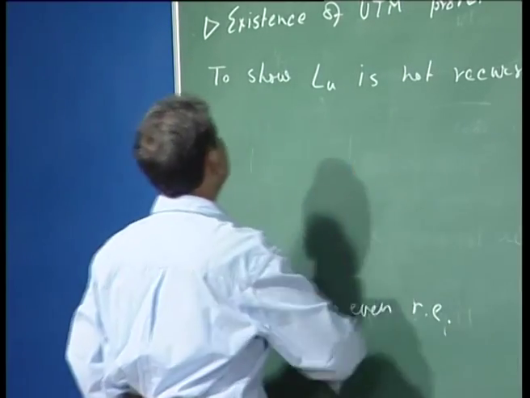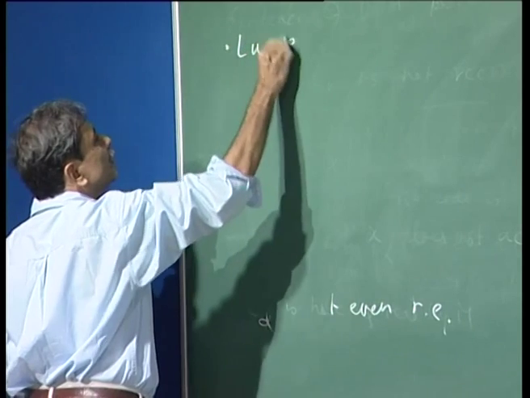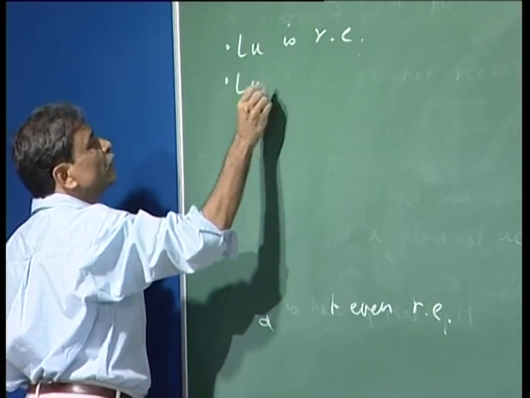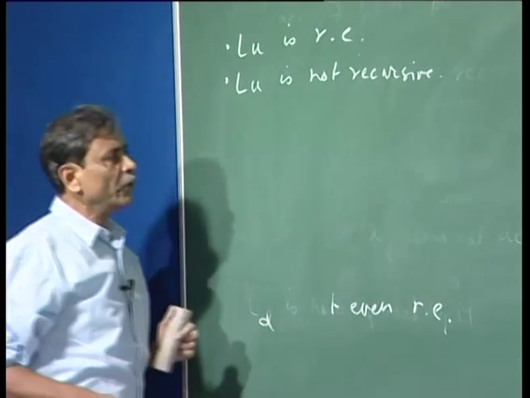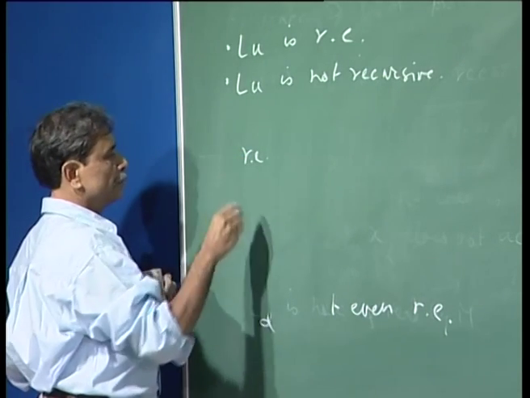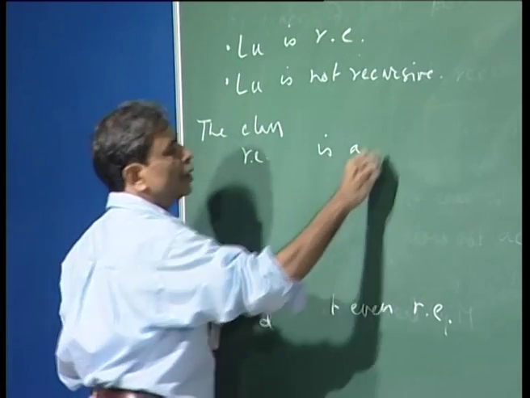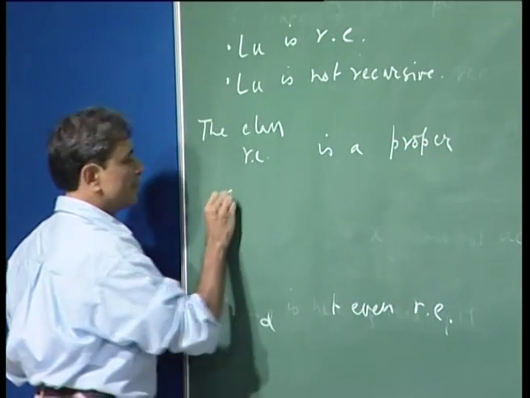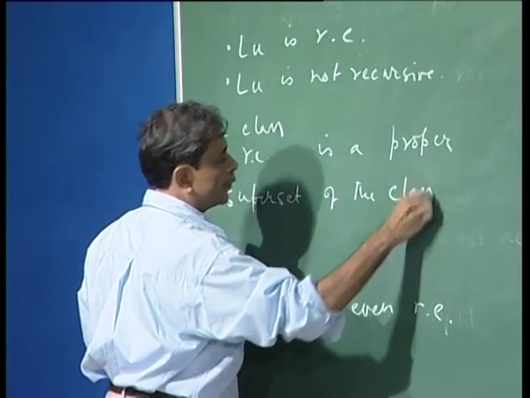So, you have shown both these things. We have proved one, LU is RE, and second, we just now proved that LU is not recursive. So, therefore, we can say like this, the class RE is a proper superset of the class recursive.